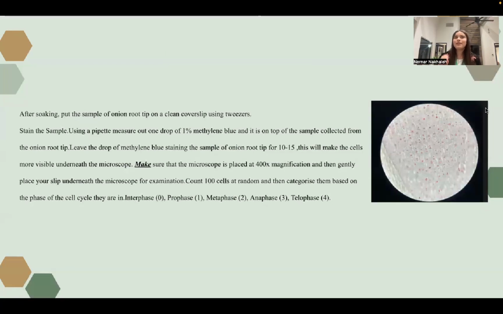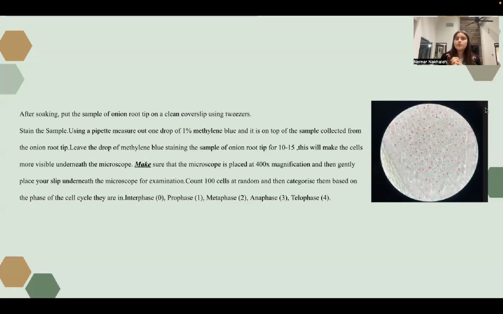So after we left that onion root tip in for 15 minutes, we're going to pull out the sample and place it on a clean cover slip using tweezers, of course, not with our fingers. Haya also is going to mention that throughout this lab, it's crucial that we use tweezers. That is very important. We are now going to take out the sample and stain it. Why? Because if we don't stain it, it will be clear and it won't be like the picture that you are seeing currently on this slide.